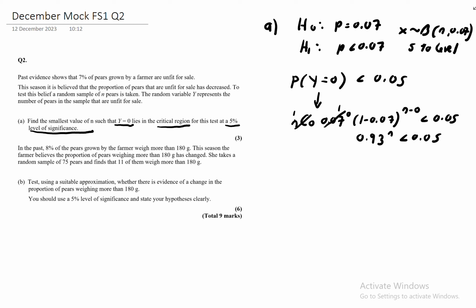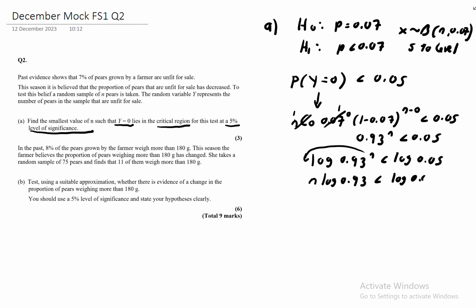You could use trial and error, or you can use logs. So if you log both sides, log 0.93 to the n is less than log 0.05. Bring the n in front, n log 0.93 is less than log 0.05. To get n on its own, divide by log 0.93. But if you check what log 0.93 is on your calculator, you'll see that it's negative. So when you divide by log of 0.93, it will flip the sign to a greater than.